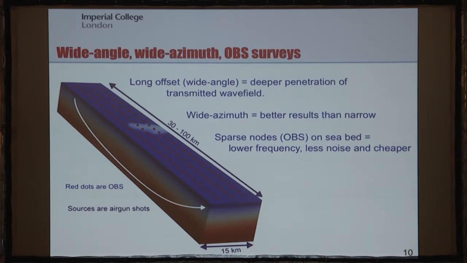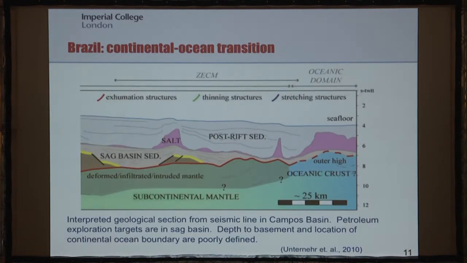So this shows somebody's interpretation of what the Brazilian margin might look like, based on a variety of things, based on data from Brazil and also based on data from the conjugate margin. So it's a cartoon. Not all the details will be correct, but many of the details will be broadly correct. And we'd like to try and understand some of this deeper structure. Is there a clear break between continent and ocean, and if so, where is it? And if there isn't, what is this intermediate region that might be quite complicated, might be intruded, and might be a mix of continent-like and ocean-like material?